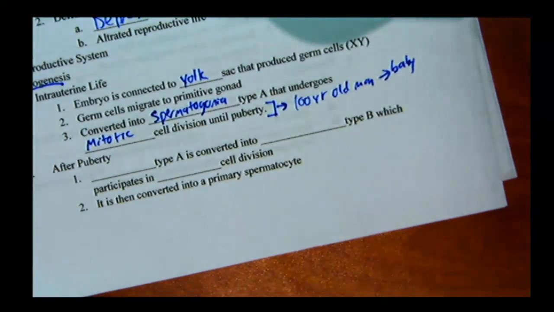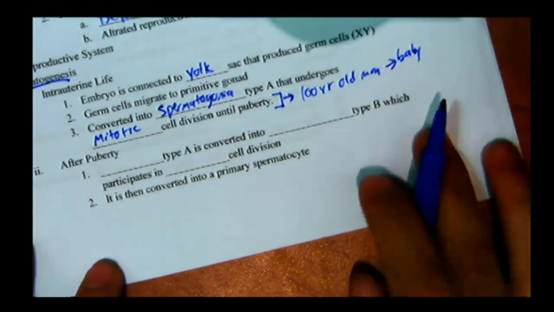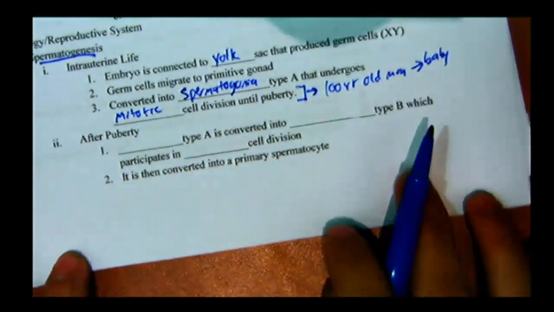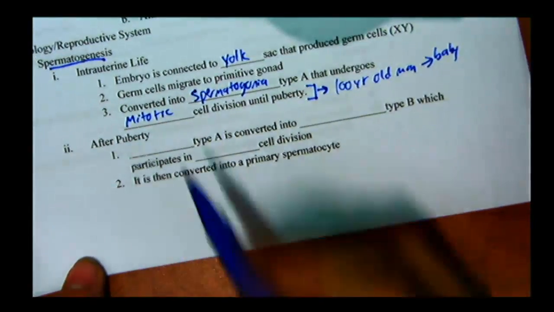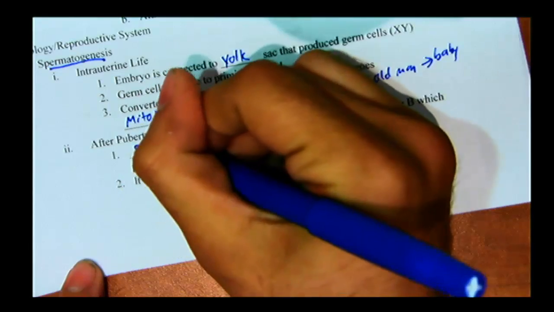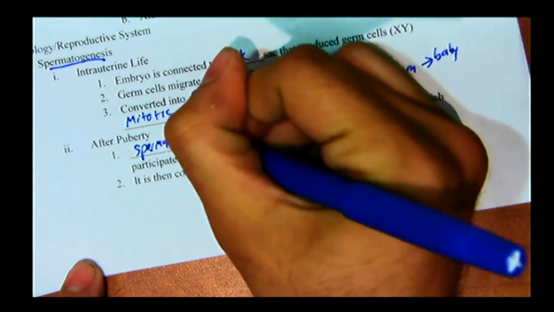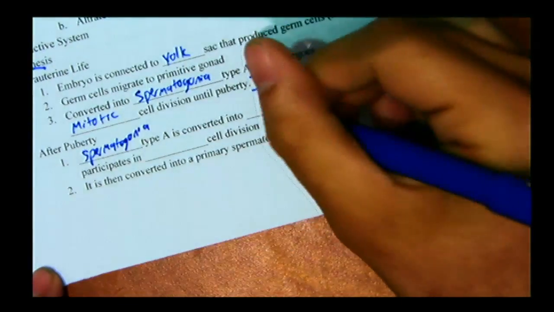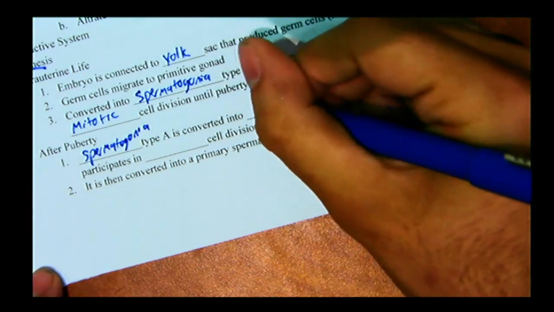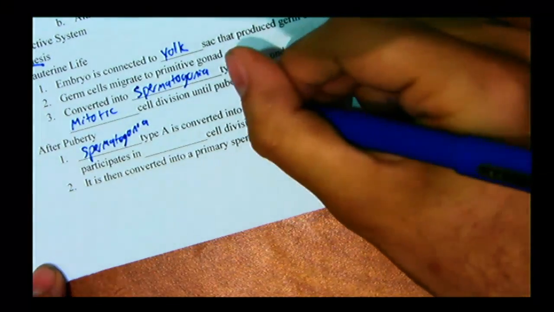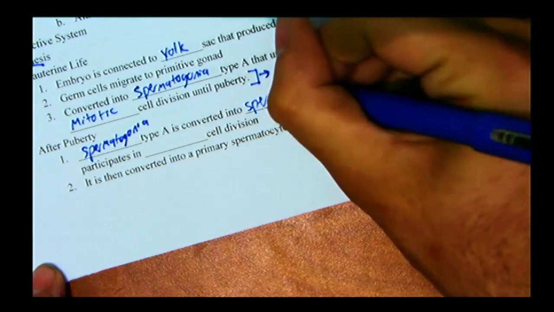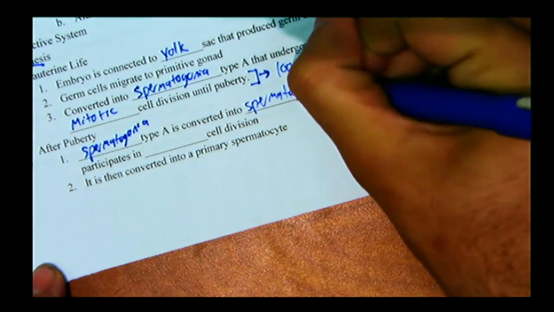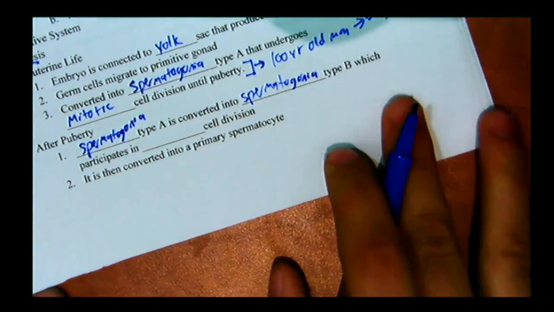So after puberty, spermatogonia type A turn into what? Spermatogonia type B. Which participate in mitotic or meiotic cell division? Meiotic. It is then converted into a primary spermatocyte.